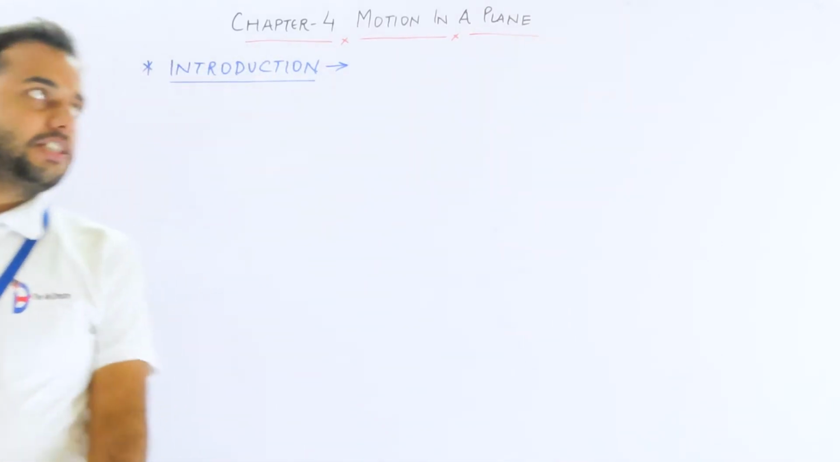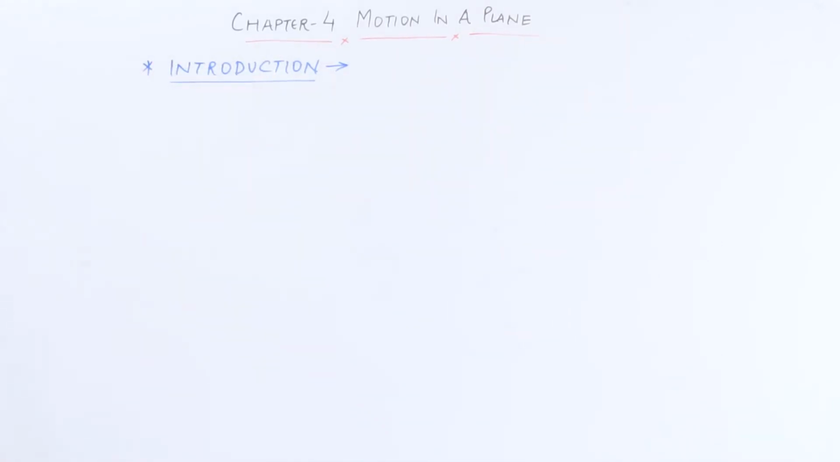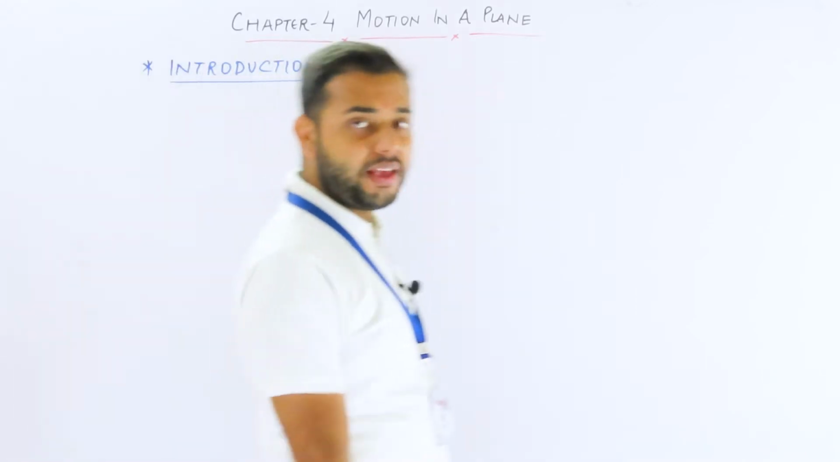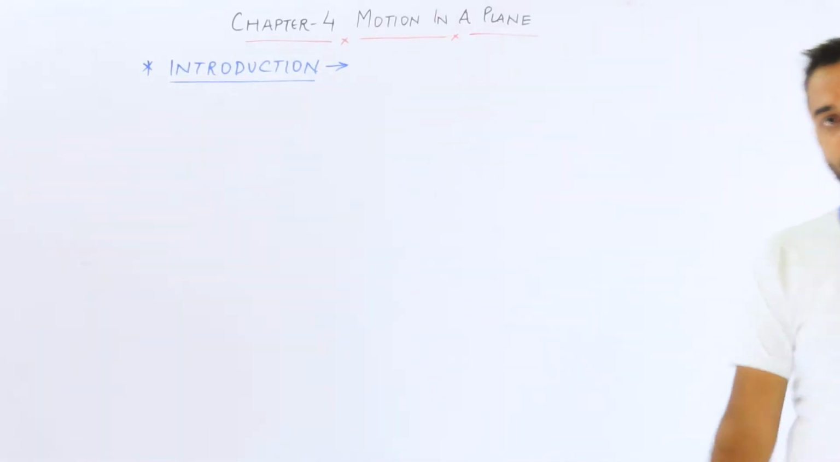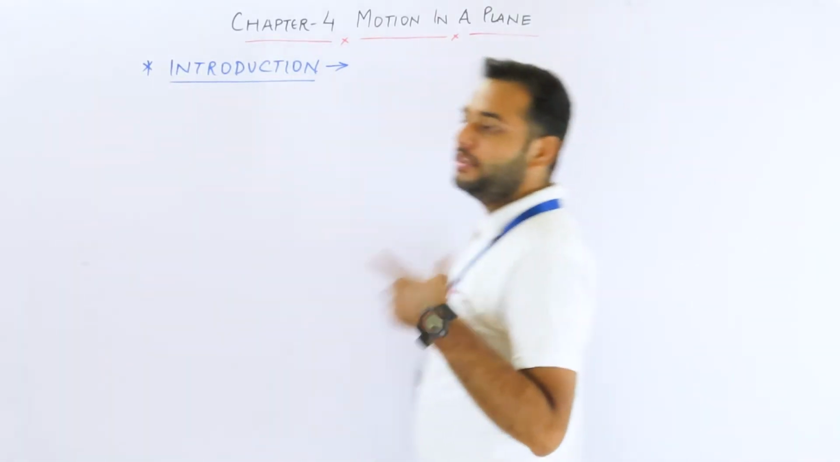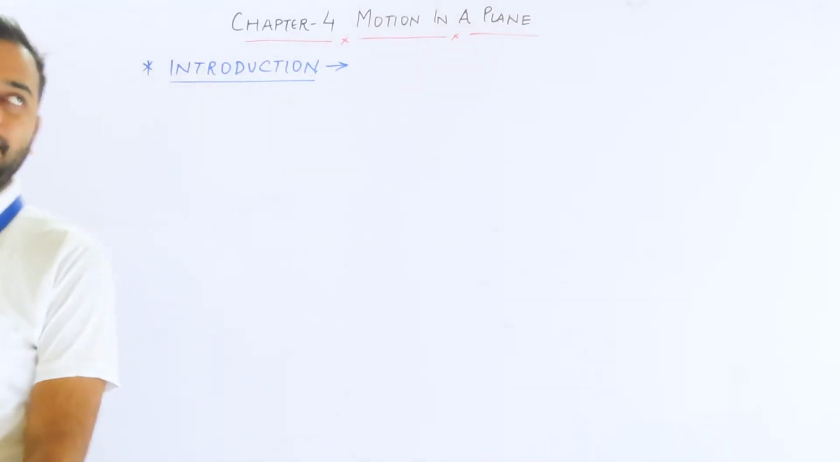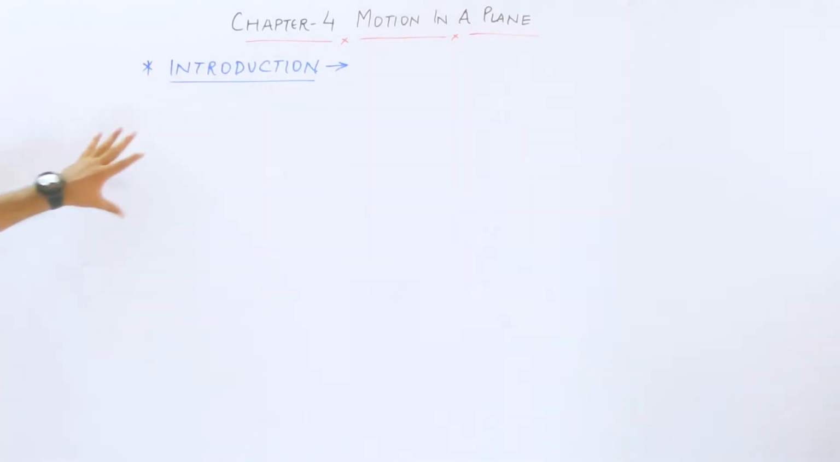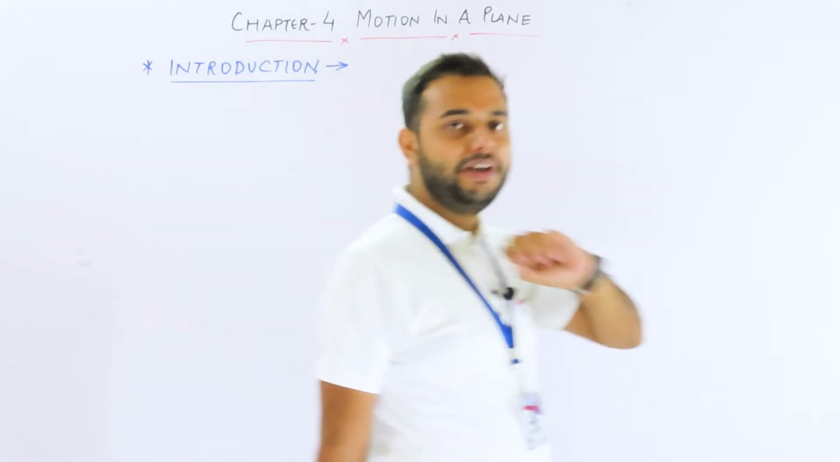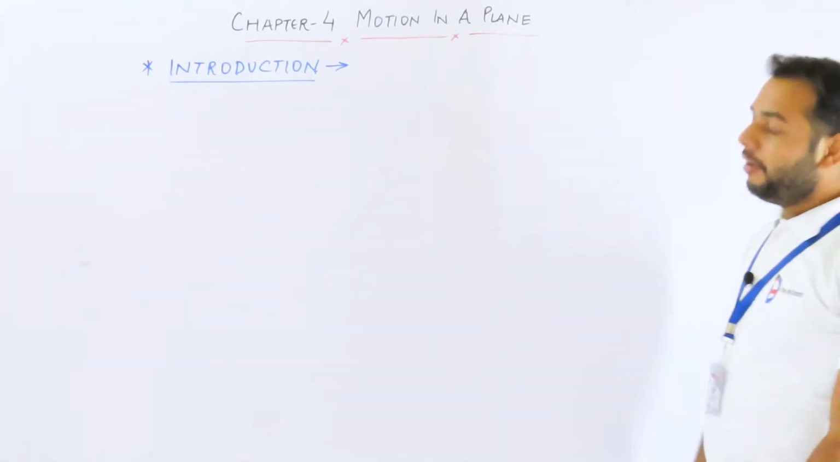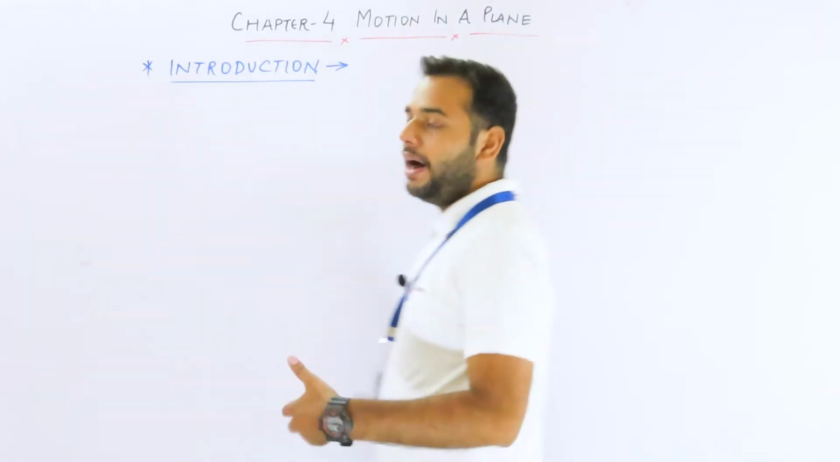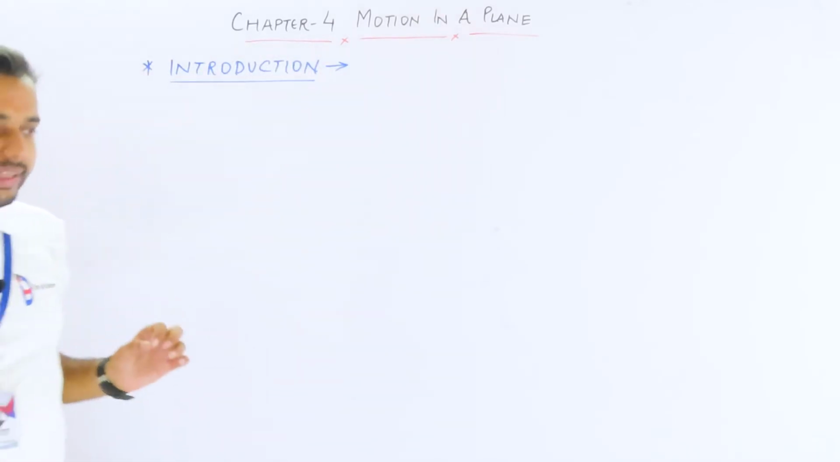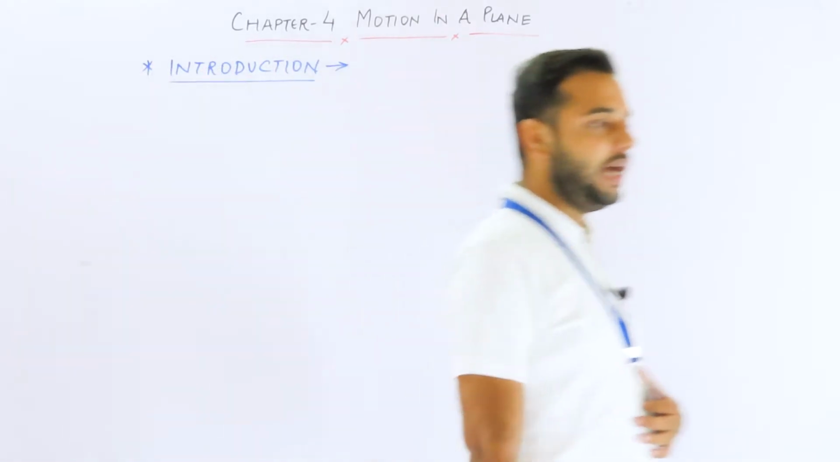Chapter 4 of 11th standard, which is a chapter named Motion in a Plane. We will see how this chapter is different from the earlier chapter, which was motion in a straight line. This is the introduction part of this chapter. So we will discuss our basic theme in this chapter, that is what, why and how. But before that, let me remind you what we did in the last class.